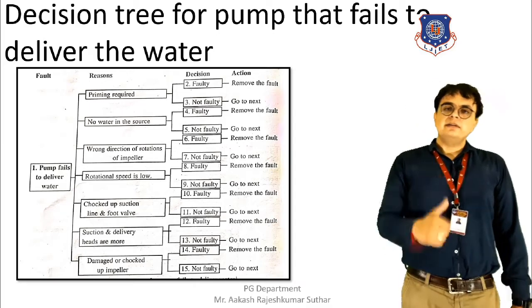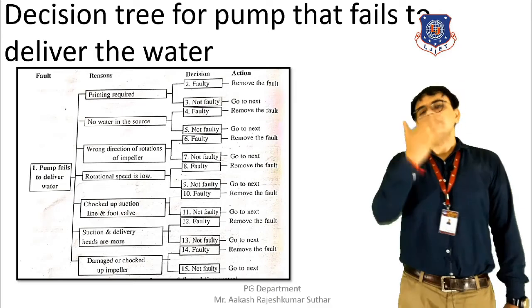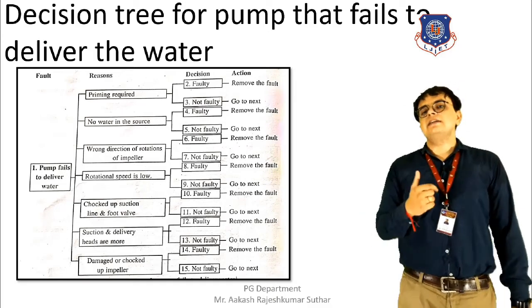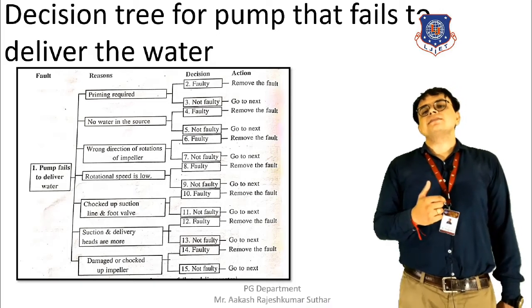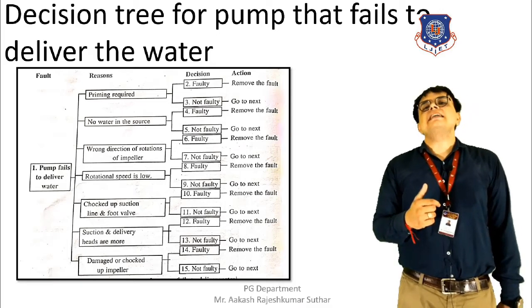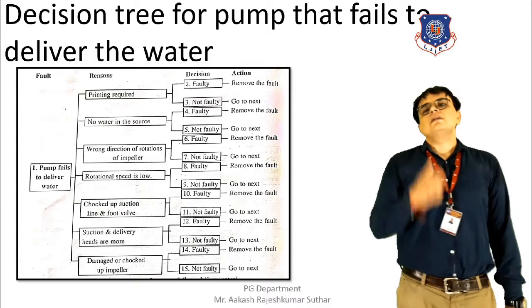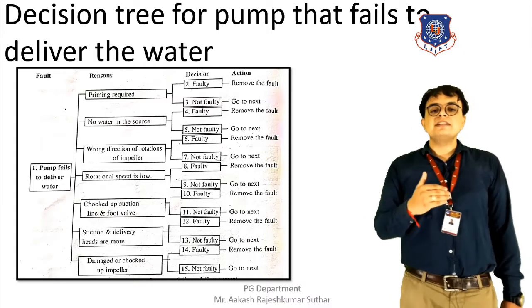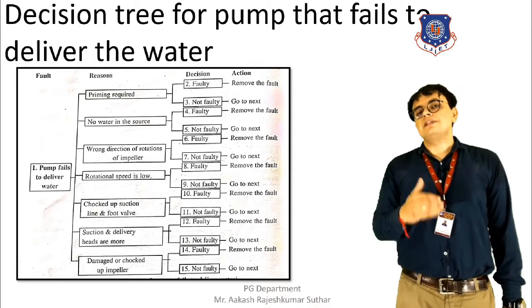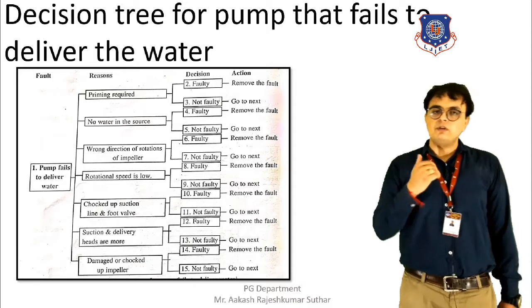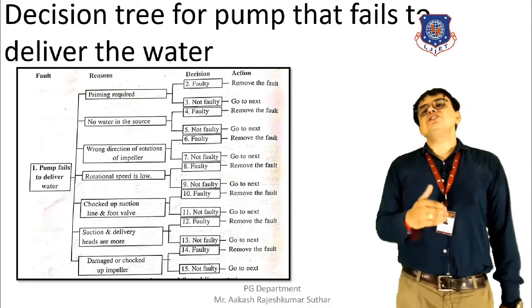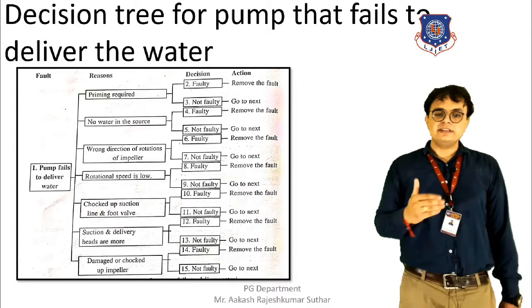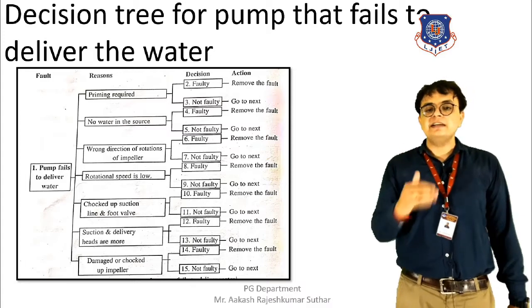If it is actually found low, then we should write the decision as faulty, and there it should be written as remove the fault. But if the rotational speed is not found low, then in the decision we should write it as not faulty, and in the action we should write move towards the next one. And the next fault is the choking up of the suction line and the foot valve.